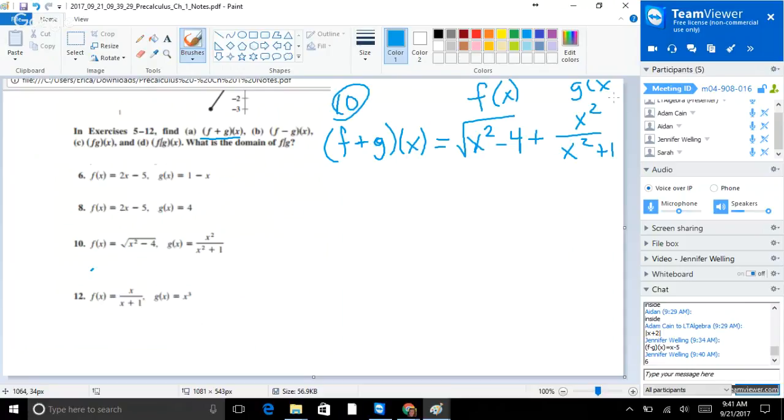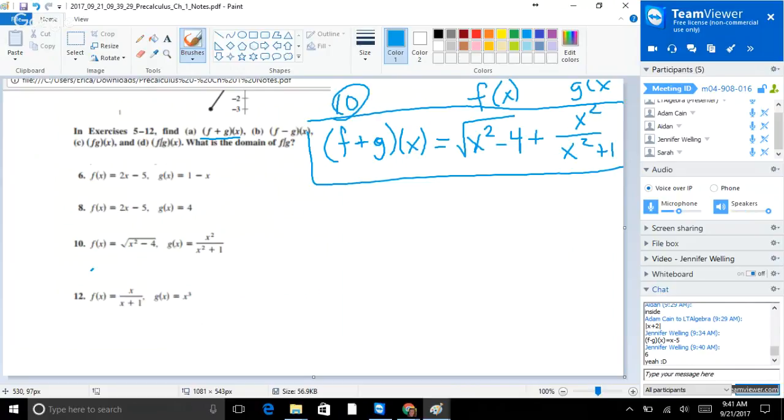Ta-da! Look at my lovely function. You could probably do some crazy things to simplify that, but let's just leave it like that. So what do you think would happen if I did f minus g of x? It's going to look exactly the same, right? Except it's going to have a negative sign in there. So I won't put you through the pain of watching me write that all out, right?